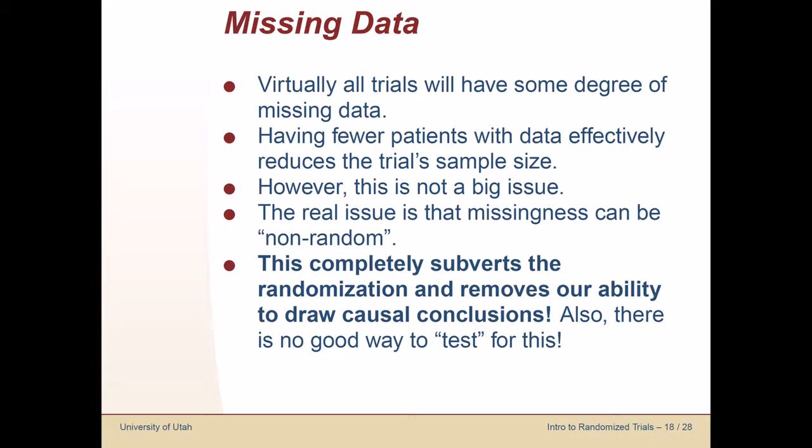But the real issue is that missingness can be non-random. And the key here is that non-random missingness will completely subvert randomization. So all the causal conclusions that we just talked about, and the ability of randomization to provide that, is gone. And it removes our ability to have those great valid conclusions. Also, there's no good way to test for non-random missingness. So this is really a problem.